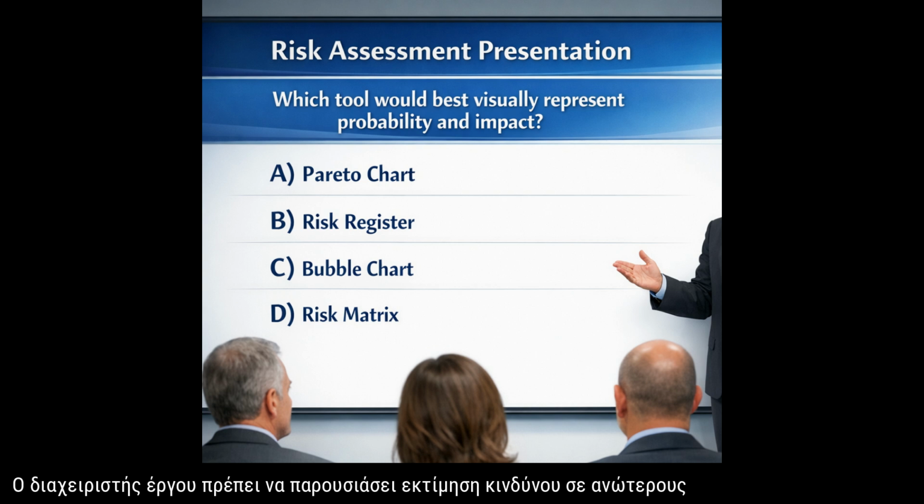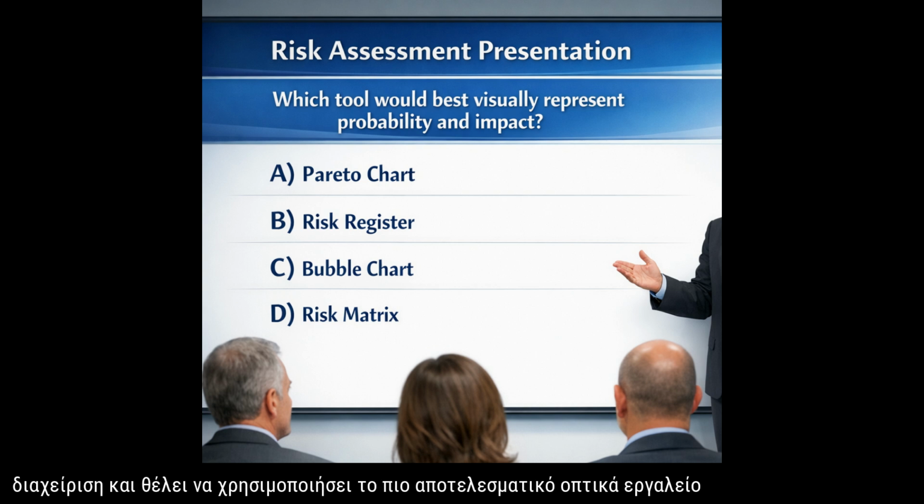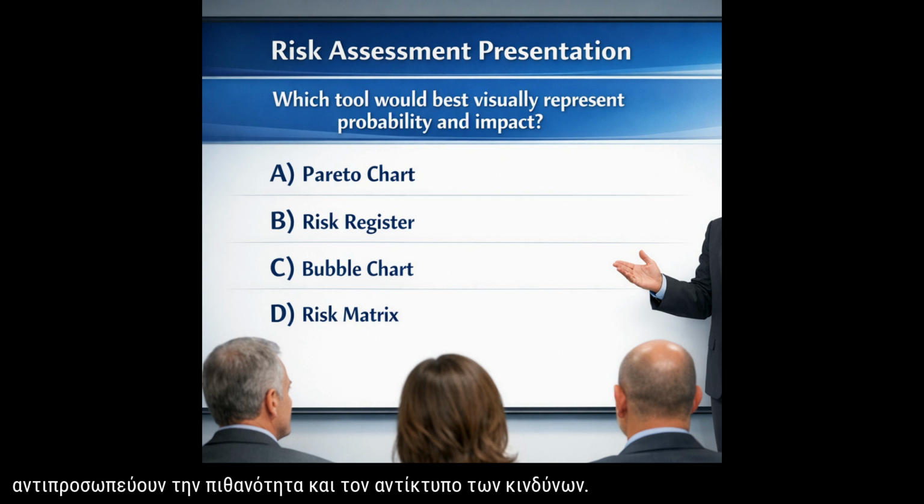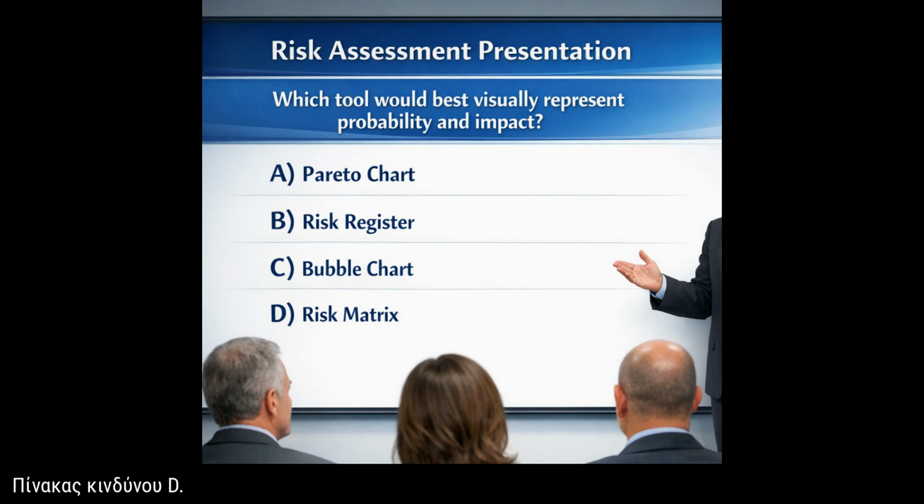The project manager needs to present a risk assessment to senior management and wants to use the most visually effective tool to represent the probability and impact of risks. The goal is to provide a clear and graphical representation of the assessment for better understanding and decision-making. Which tool should the project manager use? A. Pareto chart, B. Risk register, C. Bubble chart, D. Risk matrix.